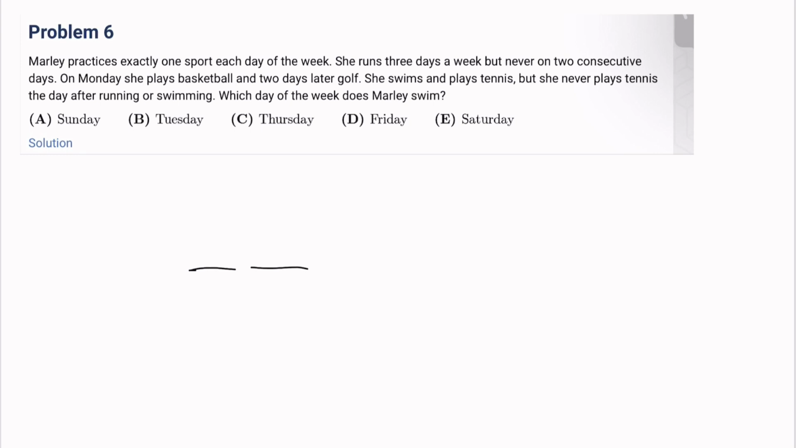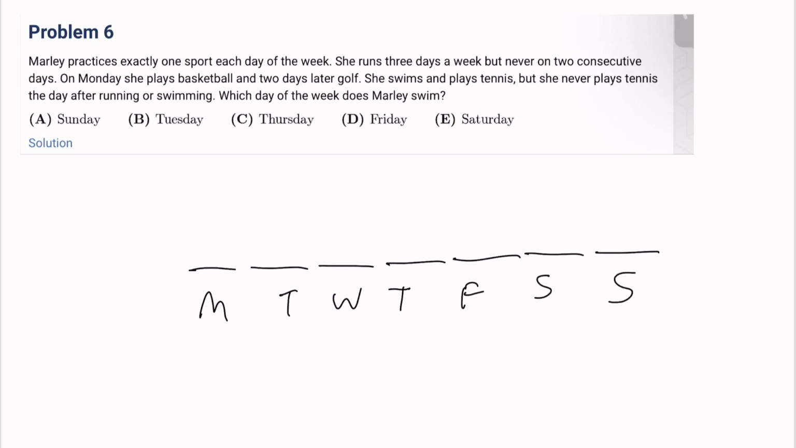Okay, so there are 7 days in a week. So here's the 7 days: Monday, Tuesday, Wednesday, Thursday, Friday, Saturday, Sunday. On Monday she plays basketball, and 2 days later golf. So she plays golf on Wednesday. She swims and plays tennis, but she never plays tennis the day after running or swimming. Okay, so for the 5 slots left, there are only swimming, tennis, and running left. But then since she never plays tennis after running or swimming, then tennis must go here or here. And so let's see what happens when tennis goes here, right?